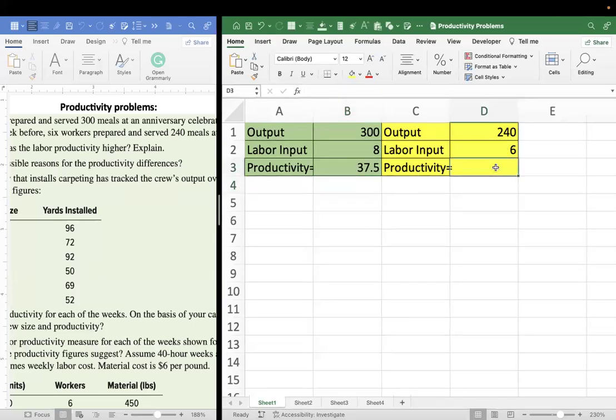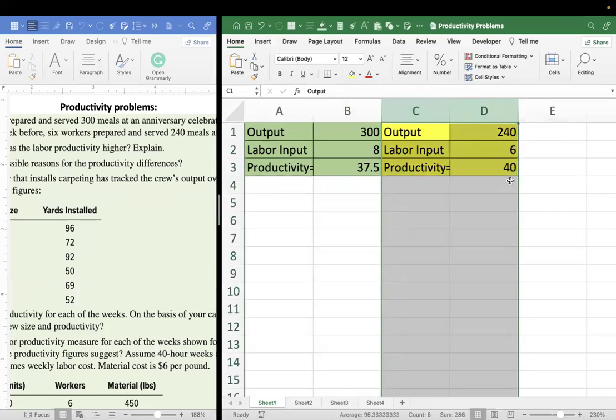Similarly, we can do the same thing here: equal to 240 divided by the sixth cell, and that's 40. So in this case, their productivity is 40 meals per worker. So that's all about labor productivity.